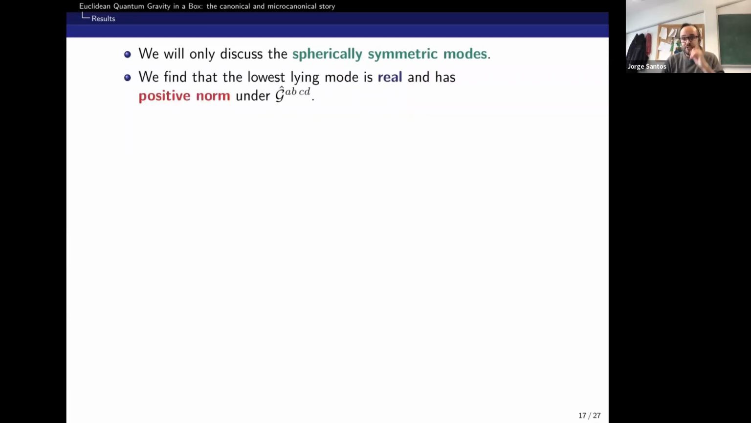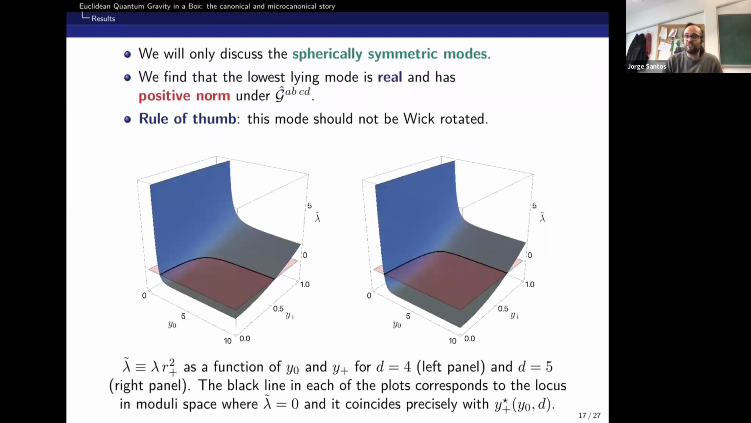And we find, first thing, that the lowest lying mode has positive norm, so the Wick rotation should do nothing, and is real. Rule of thumb tells us that it should not be Wick rotated. And here it is. It's not Wick rotated. It becomes negative in a certain region. This separatrix here, which tells you when it goes from negative to positive, is exactly when the specific heat changes sign. So our rule of thumb is doing exactly what it should. This matches exactly expectation.